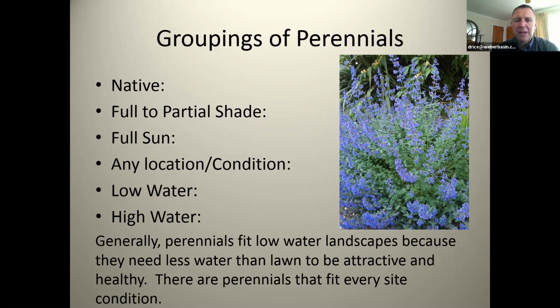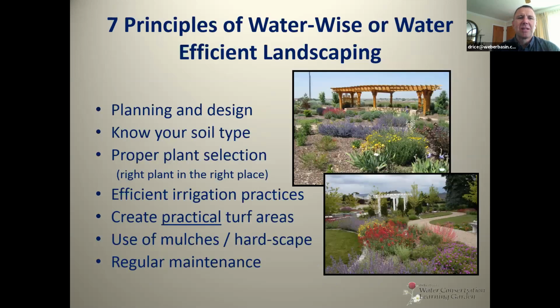Generally speaking, we talk about perennials in this setting because most perennials fit into lower water or water efficient landscapes, simply because of their physiology and how they grow. They're more adapted to use less and to tolerate a little bit of drought stress. Now, not all of them; there are certain conditions for some. But perennials generally fit into our water efficient landscapes, and they're very attractive. They're great for many, many reasons, and we'll talk about all those as we get into the individual plants.